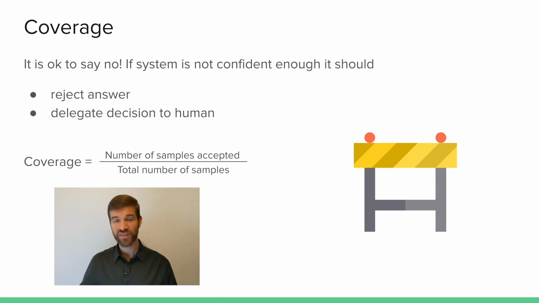And if the system is not confident enough to give a prediction and to state a clear output, it should be allowed to reject giving an answer, saying, okay, please, human, this thing is too hard for me, you have to take over, and delegate the decision to us.